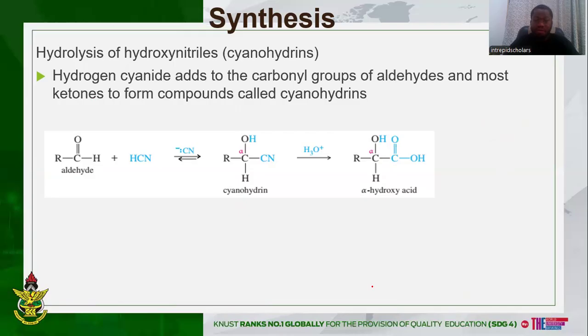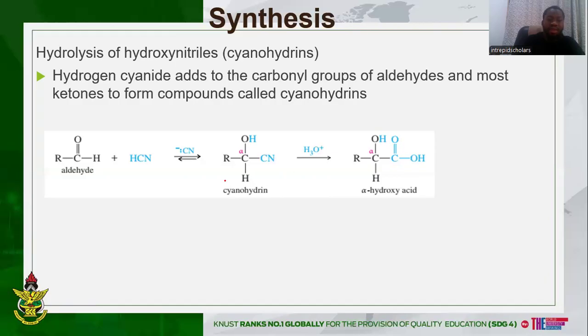Now, the last way through which we can synthesize hydroxy acids, alpha hydroxy acid, is the hydrolysis of hydroxy nitrile or cyanohydrin. The schematic pathway doesn't show us from that end. It shows us from before, how we can get our cyanohydrin. So the paragraph here reads, hydrogen cyanide adds to carbonyl groups of aldehydes and most ketones to form compounds called cyanohydrin.